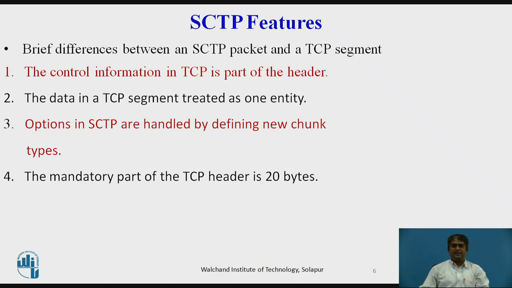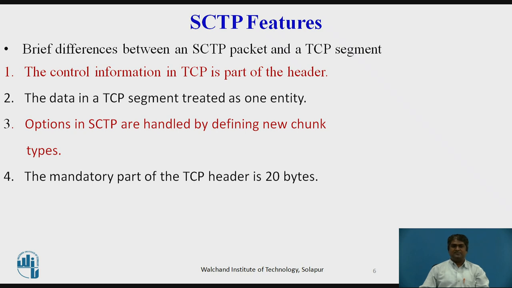The next difference is that the mandatory part of the TCP header is 20 bytes, while the general header in SCTP is only 12 bytes. The SCTP header is shorter due to the following reasons.